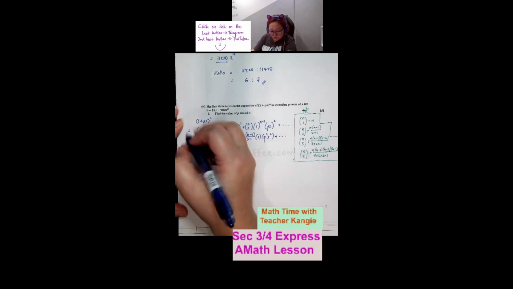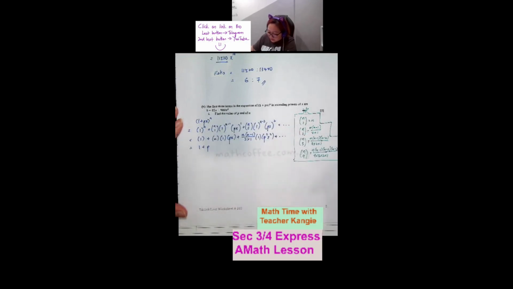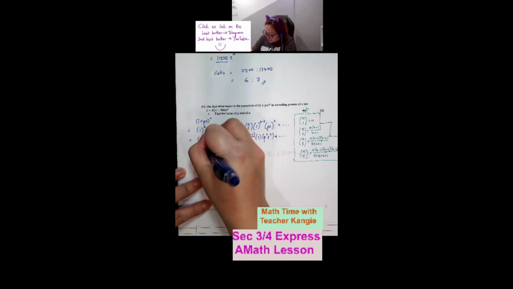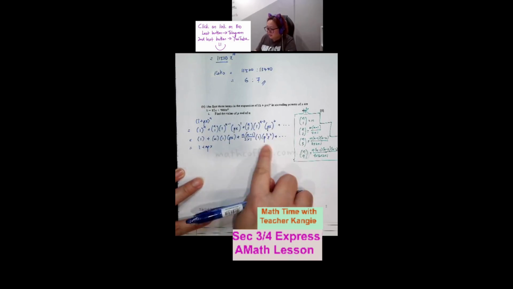Okay, so let's continue. So now to further simplify, I have 1 plus mpx. This is mpx. n times px, so it's npx. This one, now I can simplify this as n(n minus 1) over 2, and we have p squared x squared plus dot dot dot.